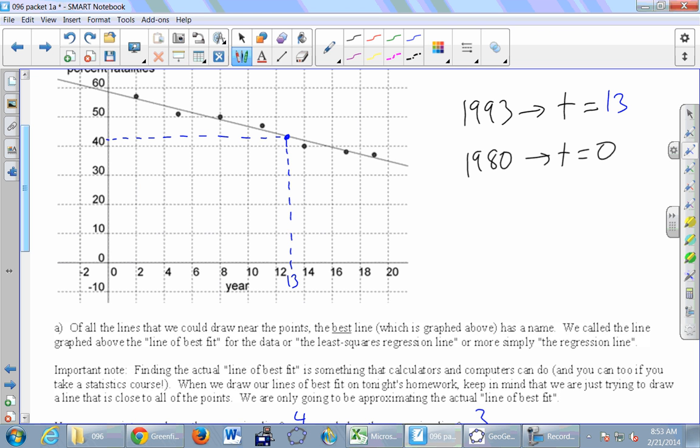And then we'll go straight over to the y-axis, which is the p-axis in this problem. And then we're going to estimate whatever that number is. Okay, what do you estimate? 42? 43? Any of these numbers is fine. If I had a straight edge, I'd feel a little bit better, but I'm content saying 42.